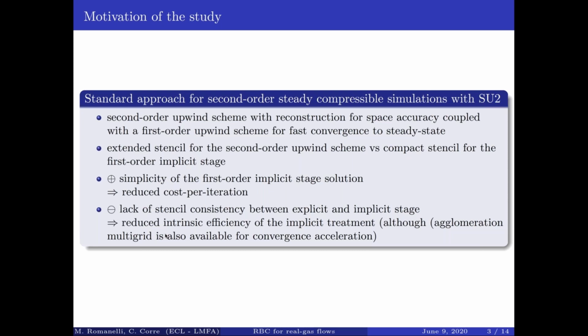But it's well known from Fourier analysis that this lack of stencil consistency between explicit and implicit stage translates into some reduced efficiency of the implicit treatment. Of course, in SU2, you also have, for instance, agglomeration multigrid, which is available for convergence acceleration. Still, it can be really interesting to try to implement a second order scheme, which is expressed on a reduced stencil closer to the one used by the implicit scheme, so that you can achieve a better intrinsic efficiency. And this should be provided by RBC.